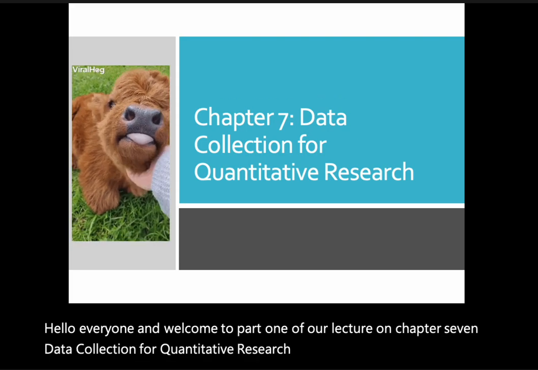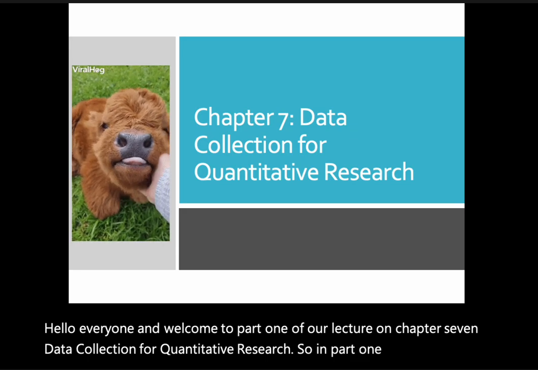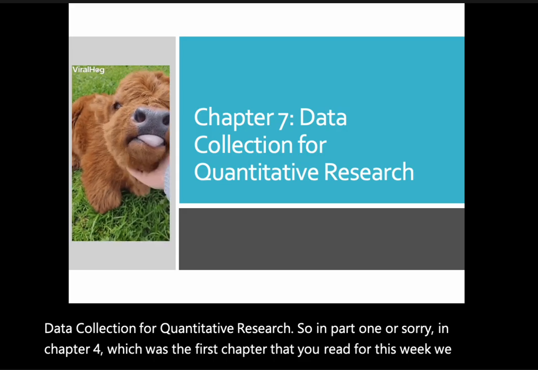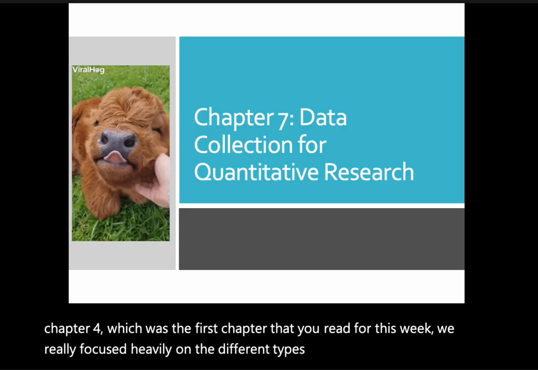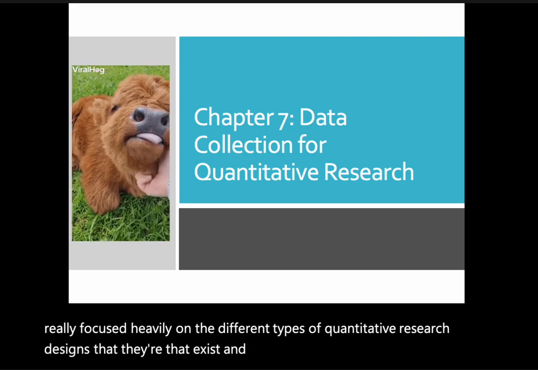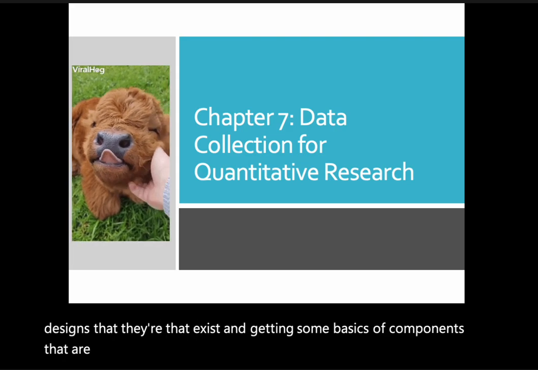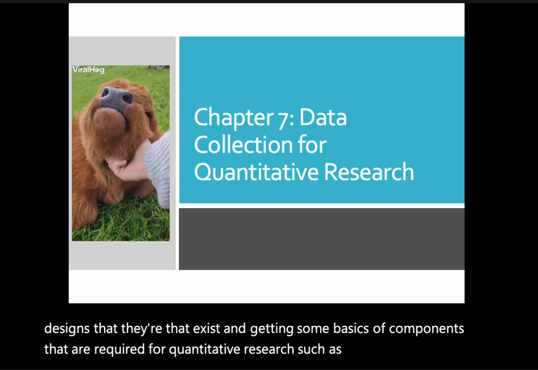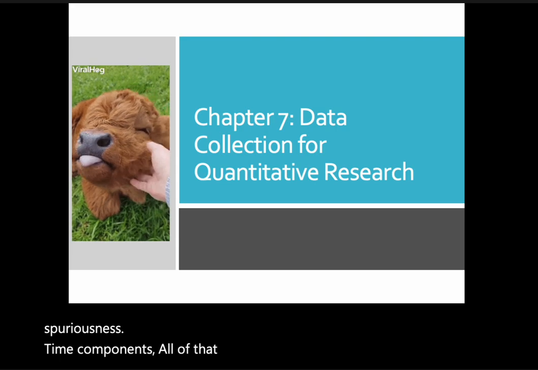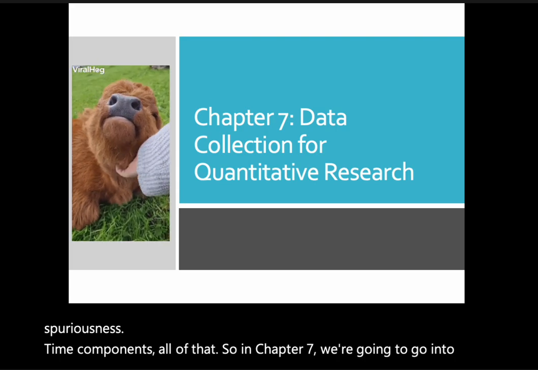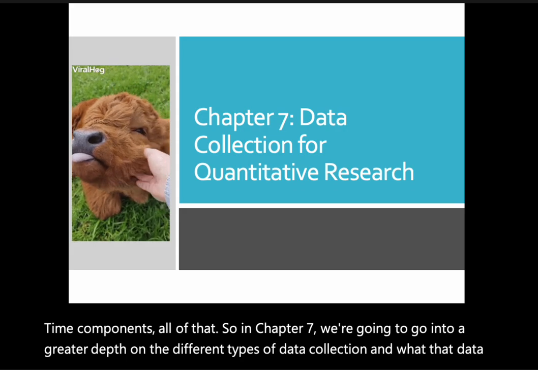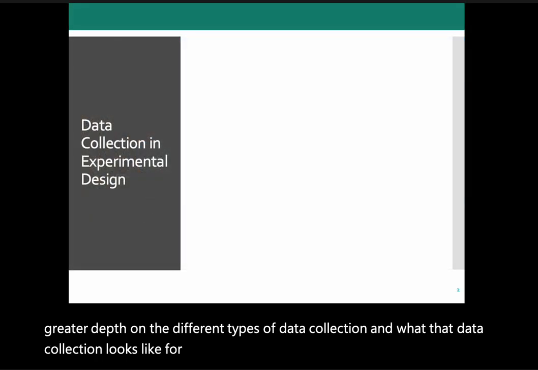So, in Chapter 4, which was the first chapter that you read for this week, we really focused heavily on the different types of quantitative research designs that exist and getting some basics of components that are required for quantitative research, such as randomization and non-spuriousness, time components, all of that. So in Chapter 7, we're going to go into a greater depth on the different types of data collection and what that data collection looks like for quantitative research specifically.